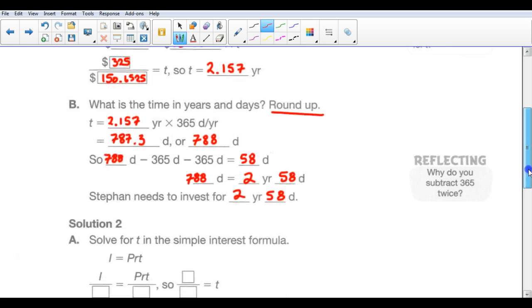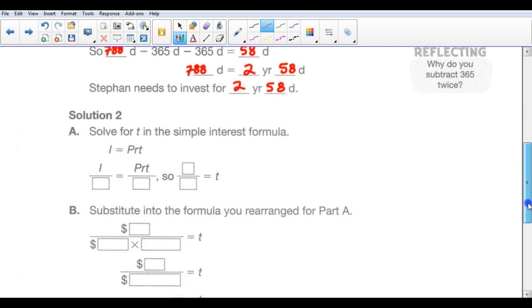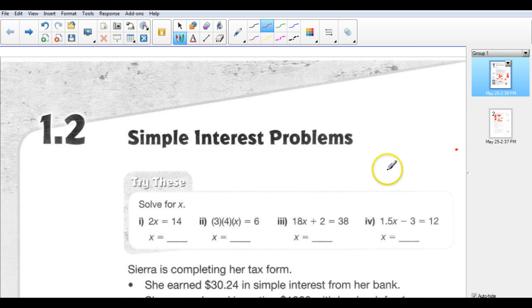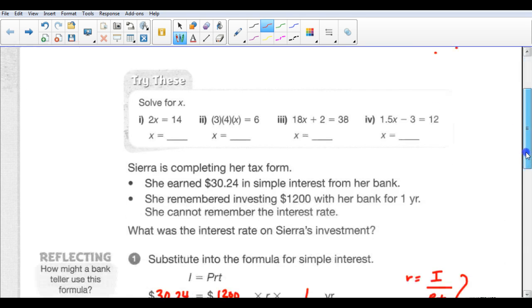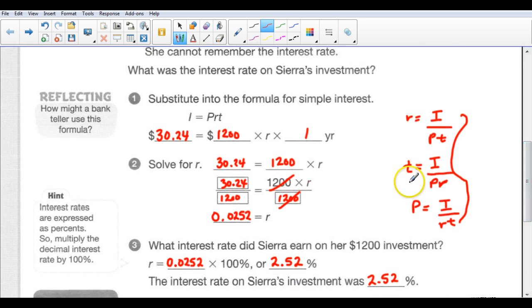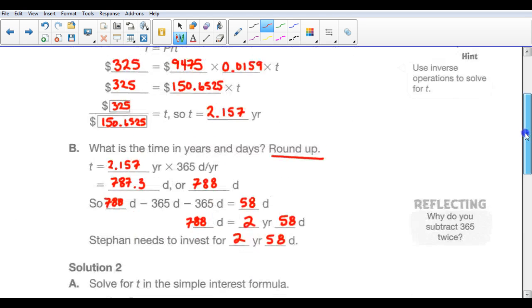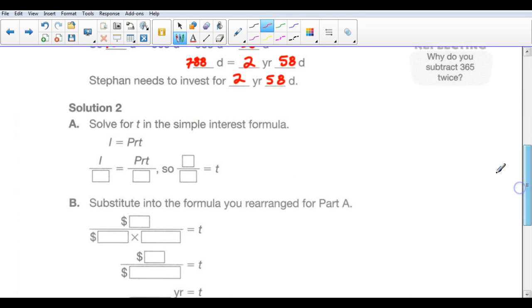Okay? Now, how else could we have done it? Well, we could have done it by the way that I showed you over here. We could have used one of these formulas right here. We want to find time, so we could have used this one right here. Time is equal to the interest earned divided by the principal times the rate. T is equal to I divided by PR. So that's another way we could have done it. That's solution number 2.